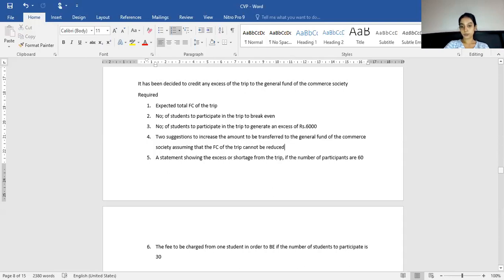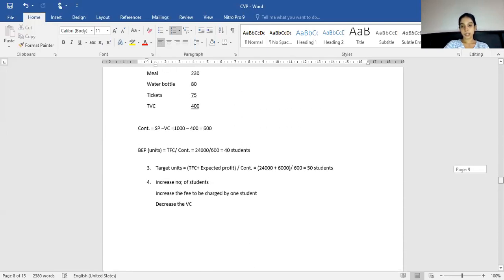So what can we do? Increase the number of students, increase the fee to be charged to one student, or decrease the variable cost.